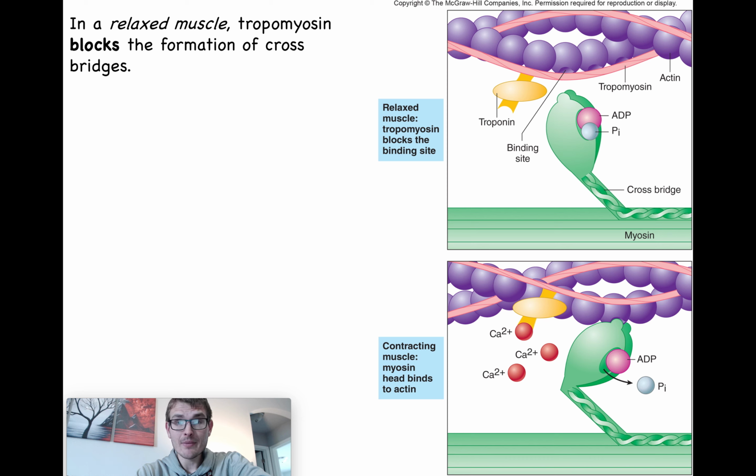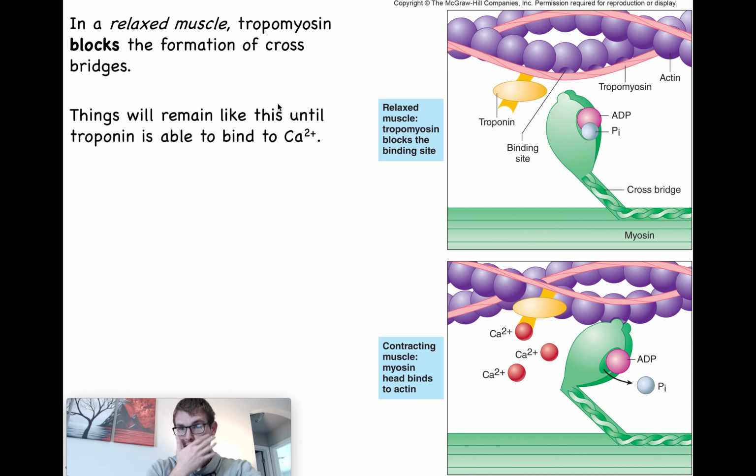So even though the myosin head is cocked back and ready to go, it has nothing to grab onto as long as tropomyosin is blocking those myosin binding sites. It blocks the formation of cross bridges. So this is what keeps your relaxed muscle relaxed: the fact that tropomyosin is being pesky and getting in the way of myosin grabbing onto the actin. Like I said, in all of your relaxed muscle right now, those myosin heads are cocked back and ready to go. It's the tropomyosin that keeps your muscle relaxed.